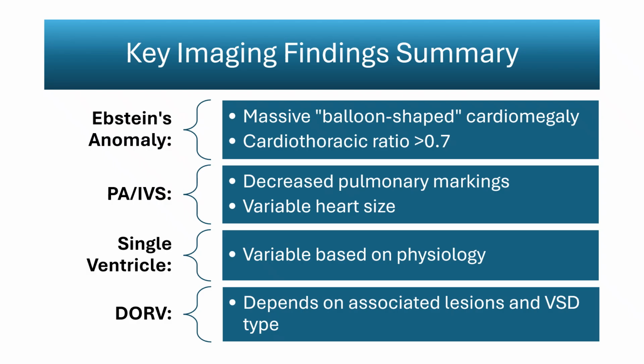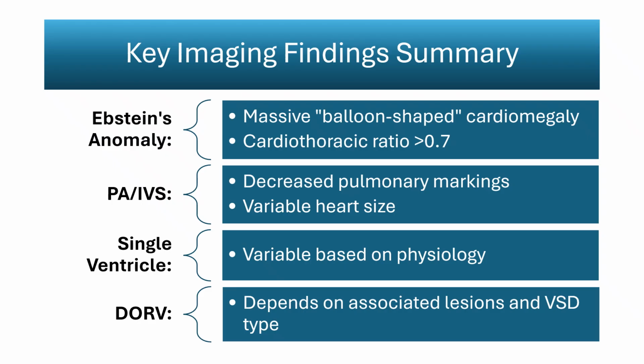Several imaging features serve as rapid bedside clues to complex congenital lesions. In Ebstein's anomaly, chest radiography reveals massive balloon-shaped cardiomegaly with a cardiothoracic ratio often exceeding 0.7, reflecting right atrial and atrialized ventricular enlargement. Pulmonary atresia with intact ventricular septum produces diminished pulmonary vascular markings, since no forward flow reaches the lungs, and heart size is variable depending on right atrial dilation. Single ventricle physiology has no uniform pattern. Heart size and pulmonary vascularity vary according to whether pulmonary flow is obstructed, balanced, or excessive.